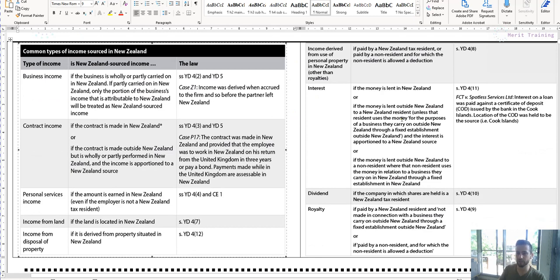Interest: if the money is lent in New Zealand, whether you've put the money from New Zealand to someone else, or the money's been paid to you from an international person but it's located in New Zealand. Or if the money is lent outside New Zealand to a New Zealand resident, unless that resident uses the money for the purposes of business, the interest is apportioned to a New Zealand source. Or if the money is lent outside New Zealand to a non-resident, where the non-resident uses the money in relation to a business they carry on through a fixed establishment in New Zealand.